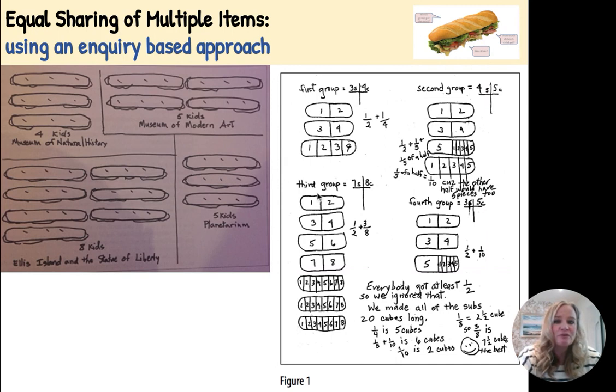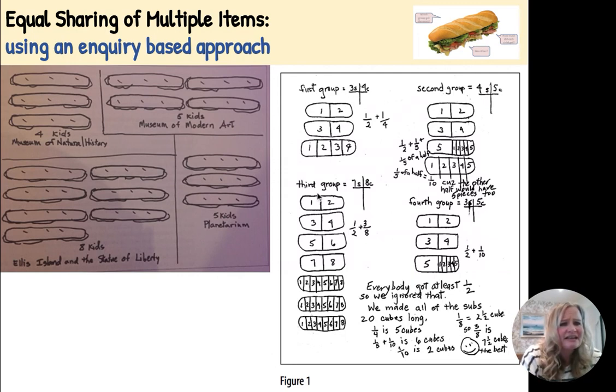So for the first one, where they've got 3 baguettes that they've shared between 4 people, they've halved it first of all, and each person has ended up with a half and then a quarter, which can be easily compared to the fourth group where they've ended up with a half and a tenth. And you can see that the half and the quarter is obviously more.